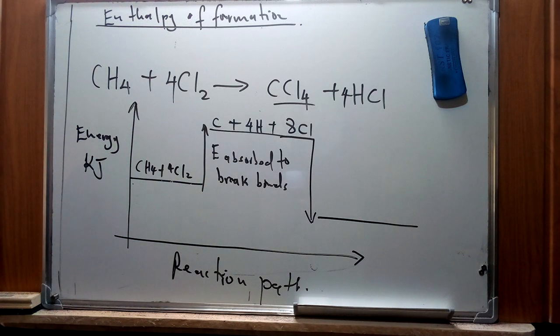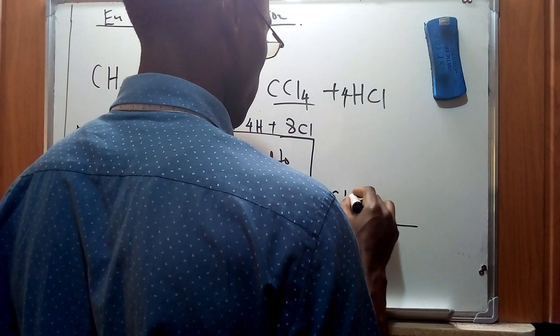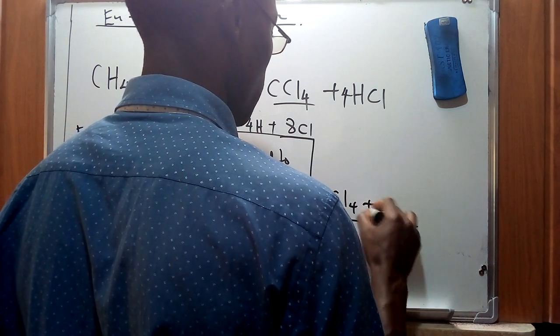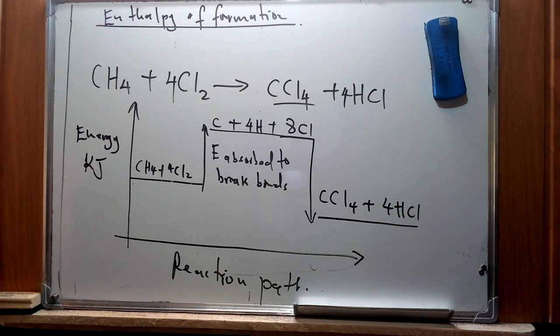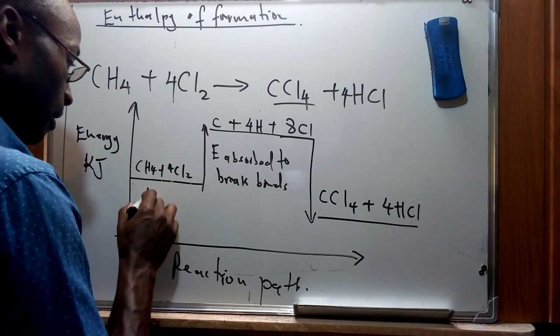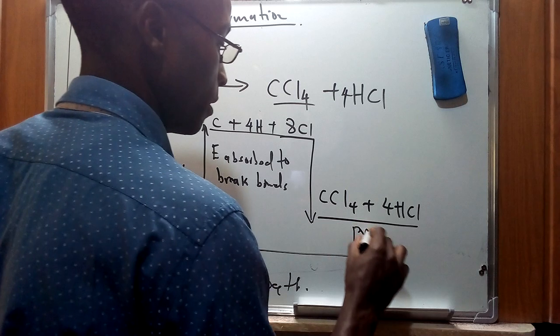And for the product, that is a tetrachloromethane, so we are going to have CCl4 plus 4HCl. So that's the product that is going to be formed. So basically, these are reactants, and this is our product.